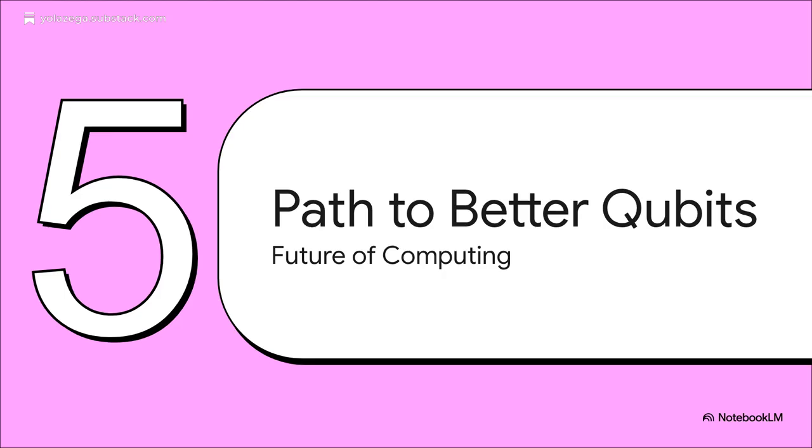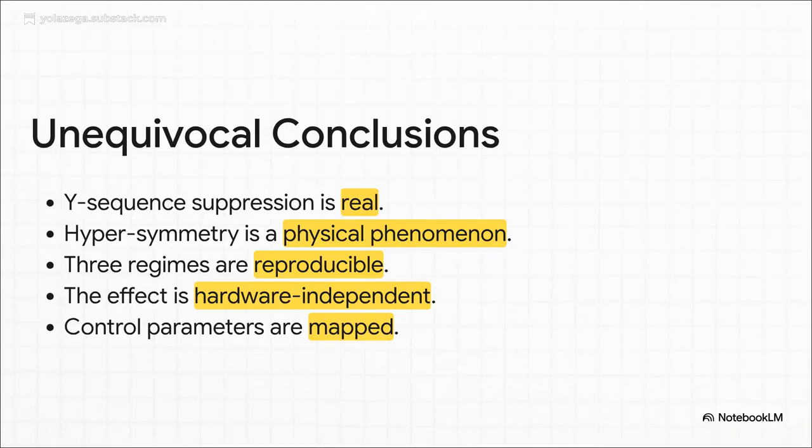So, what does this all mean? Where do we go from here? Let's wrap up by looking at what this discovery really means for the future of computing. The takeaways here are crystal clear. First, the Y sequence genuinely suppresses errors, and we can measure it. Second, these three different modes, protection, hyperdamping, and that wild hypersymmetry, are real, reproducible physical effects. And maybe most importantly, this is a tool that works in software, it's independent of the hardware, and we now understand how to use it.